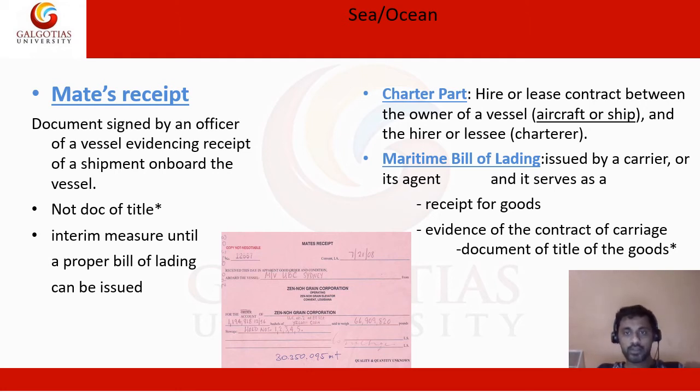Next, we have the charter party, which is a hire or lease contract between the owner of a vessel and the hirer or lessee, lessee in the sense of charterer. Next, the maritime bill of lading. It is issued by a carrier or its agent, and it serves as a receipt for goods. It is a proof or testimony for the receipt of goods, and also the evidence of the contract of carriage. It is also a document of title of the goods.